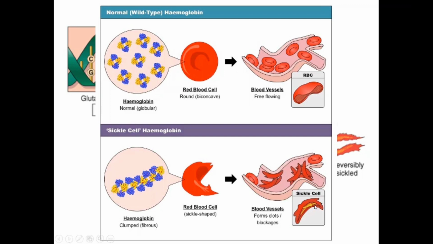And these fibers, in addition to changing the shape of the cells, decrease the cell lifespan, and also decrease the cell flexibility, so they cannot pass through the narrow vasculature like a capillary. Sometimes they block this blood vessel and cause a stroke.